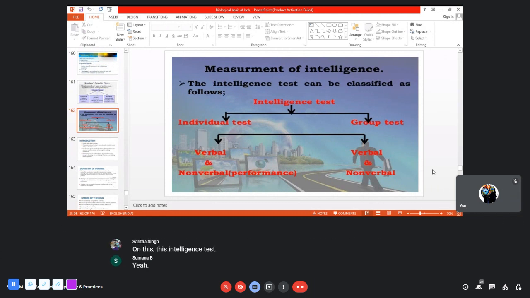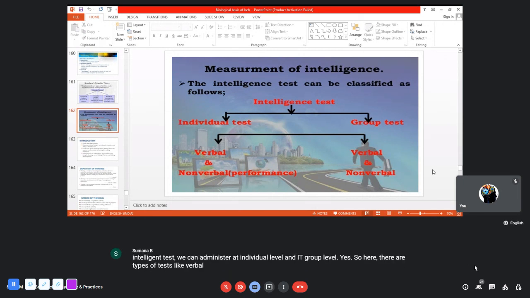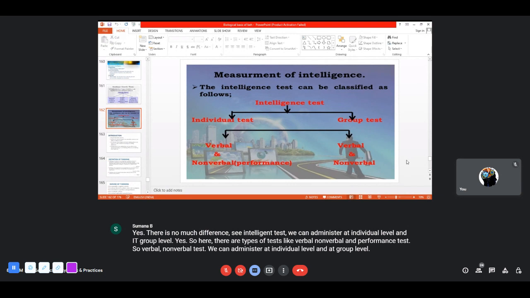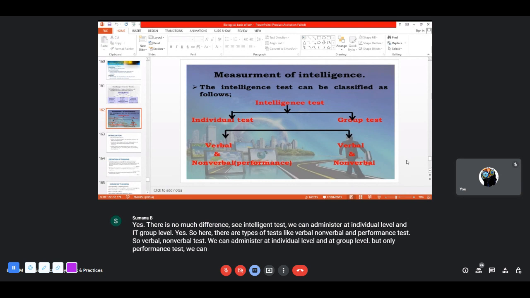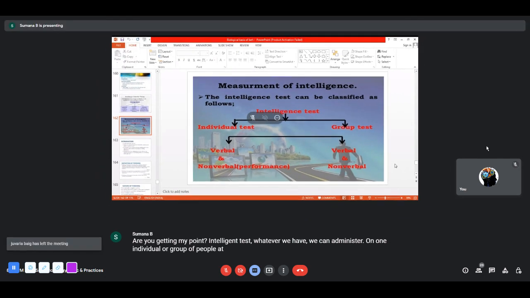Intelligence tests, verbal and non-verbal, and how they are different from a group test and an individual test, that's what we will discuss tomorrow. There is not much difference between verbal and non-verbal tests. There are types of tests like verbal, non-verbal, and performance tests. Verbal and non-verbal tests we can administer at the individual level and at the group level, but only the performance test we can administer at the individual level.